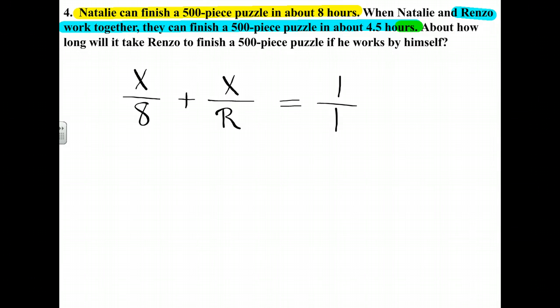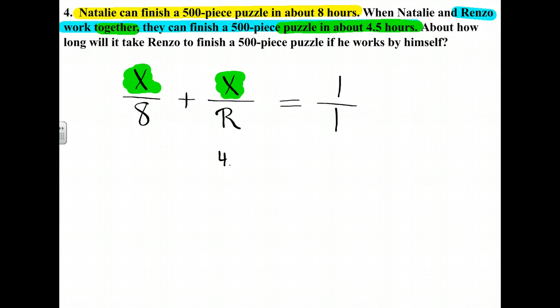Yeah, this information right here, 4.5 hours. They work together in about 4.5 hours. That tells me that the time they spend working is 4.5 hours. Together, X/8 plus X/R is going to equal 1, but we know X. X is actually 4.5. So let's replace X with 4.5.